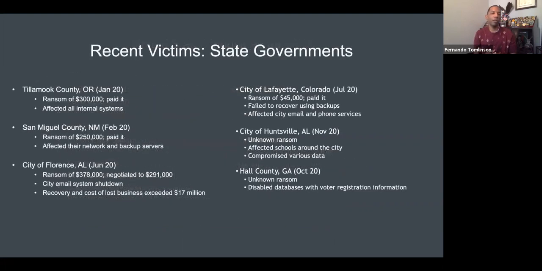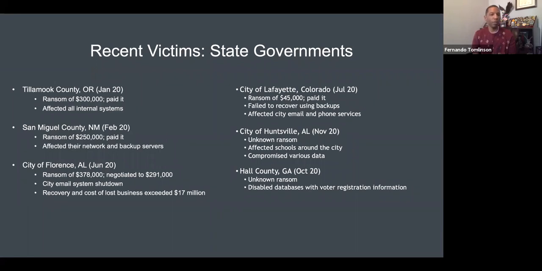Let's look at a couple of instances. From state governments, we have Tillamook County in Oregon, January 2020. Ransom of $300,000, they paid it. It affected all their internal systems. San Miguel County, New Mexico, in February, $250,000, they paid it, and it affected their networking and their backup servers.